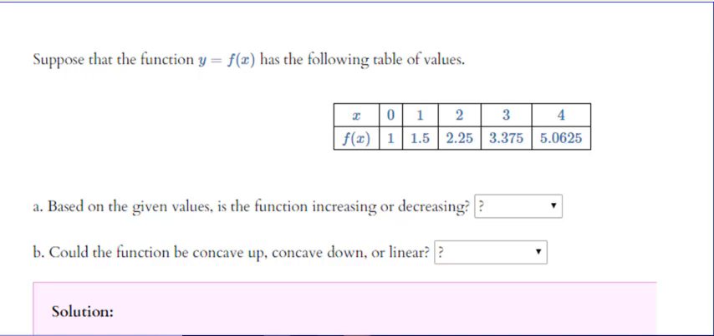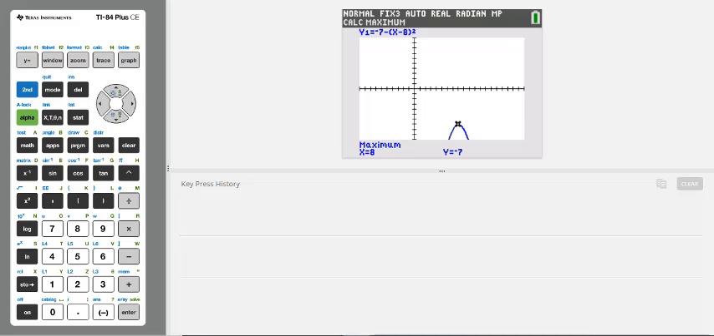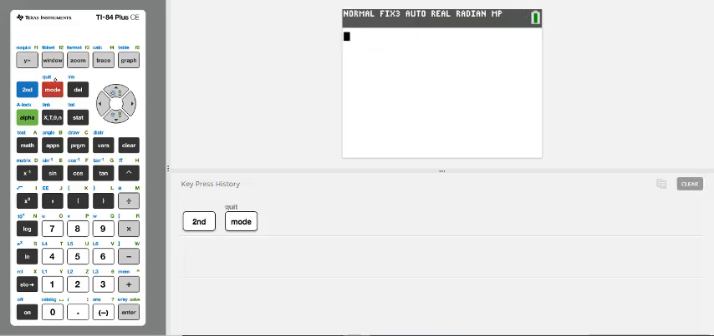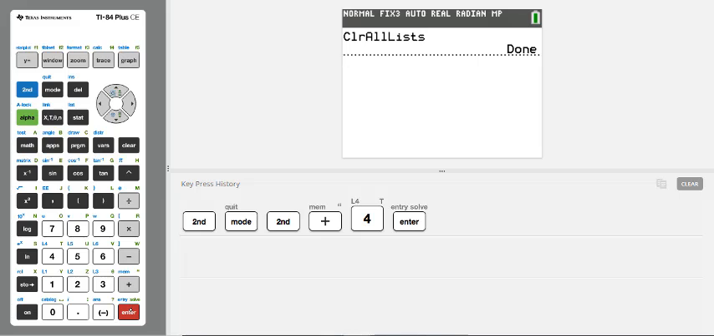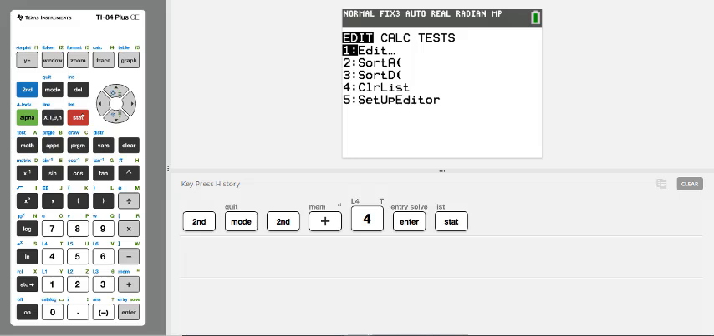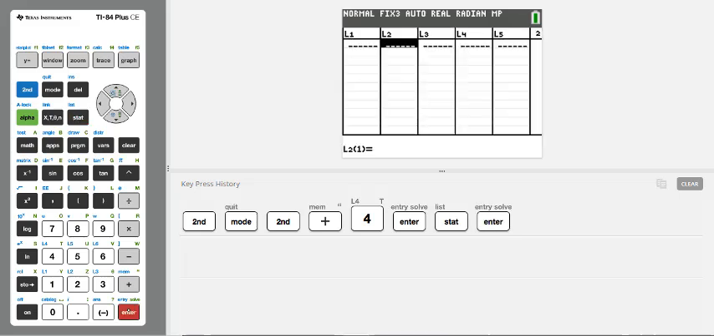Alright, so let's look at this. We're going to use L1, L2. Okay, so I'm going to go second plus number 4 to clear all your lists. We're not going to do a regression. We're going to do what's called a stat plot, which is pretty cool. It's a way to graph any set of ordered pairs to see what they look like. So I'm going to enter them just like I did on a regression.